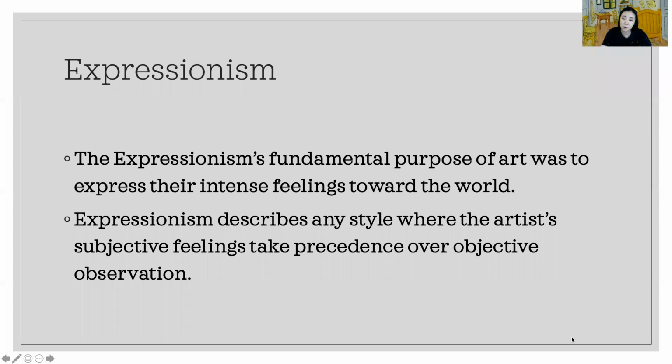The next art movement we are going to see is Expressionism. The fundamental purpose of Expressionist art was to express intense feelings toward the world. Expressionism describes any style where the artist's subjective feelings take precedence over objective observation. So I will show you two artists.